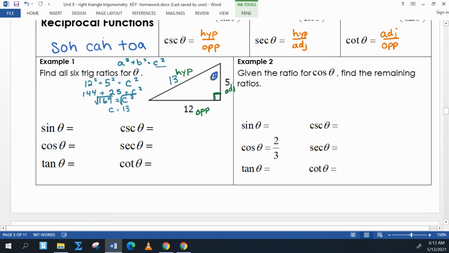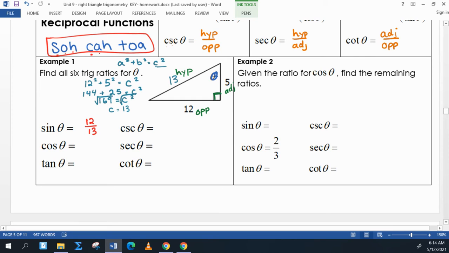Now we're just going to look up here. I'm going to make this in red right here. At our SOHCAHTOA, this honestly just tells us everything we need to do. So we know that the sine of my angle is equal to the opposite over the hypotenuse. So I find which side I labeled the opposite, 12, and I'm going to divide it by my hypotenuse, 13, and that's it.